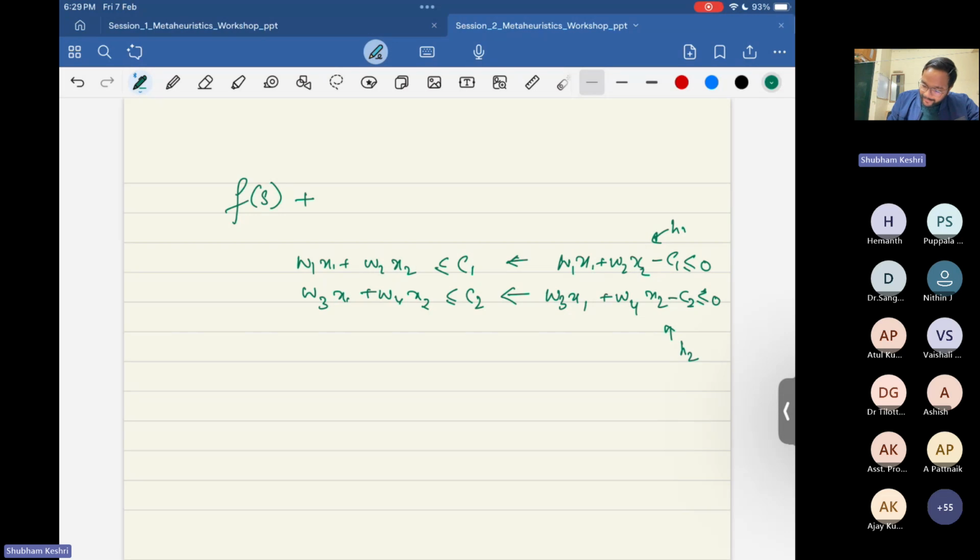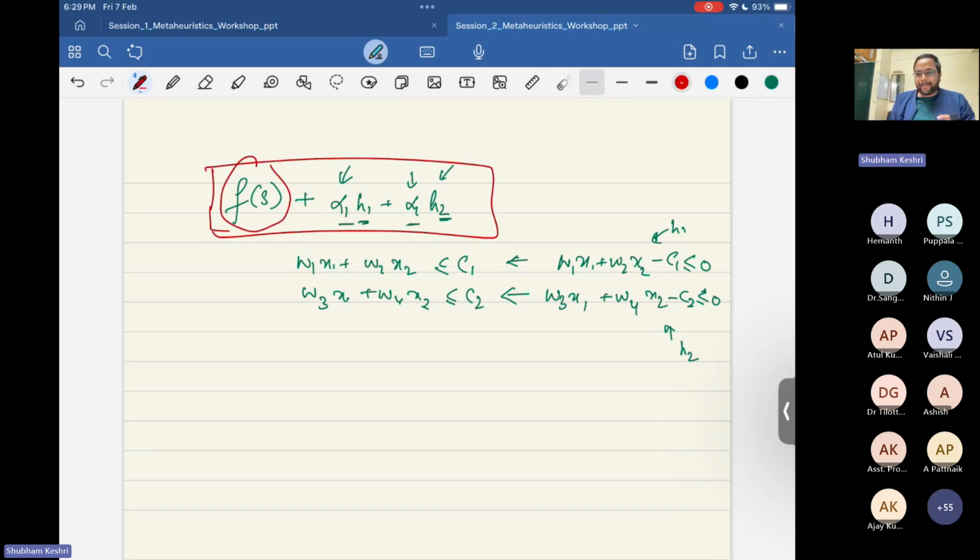So what I will write is alpha 1 H1 plus alpha 2 H2. It says that if H1 is violated, add a penalty alpha 1. If H2 is violated, add a penalty alpha 2. Now you see, you are not using the original objective function for the search. You are using this modified objective function. If it is a minimization problem, a higher value of the objective function indicates that some of your constraints are violated. A lower value indicates that none of your constraints are violated.